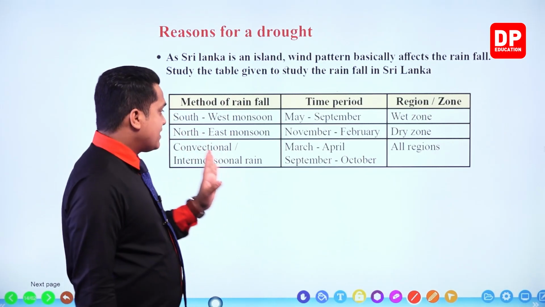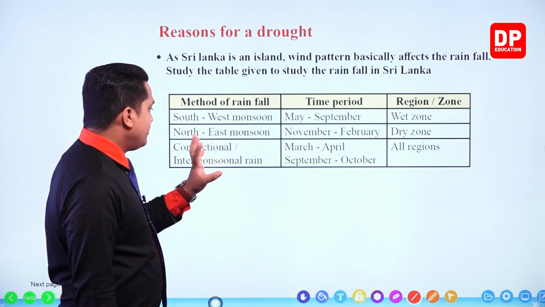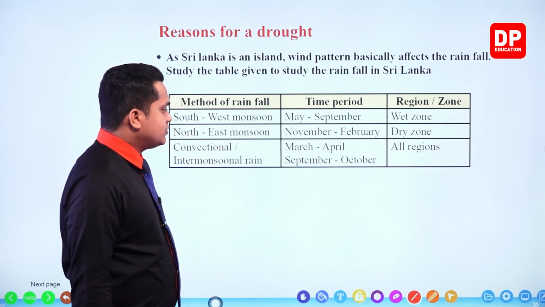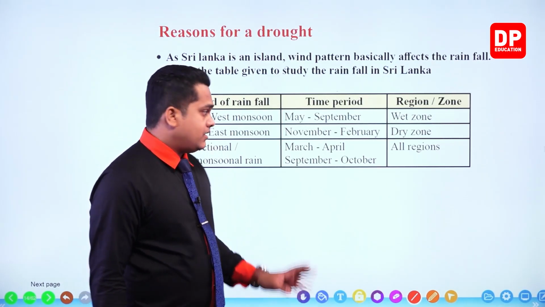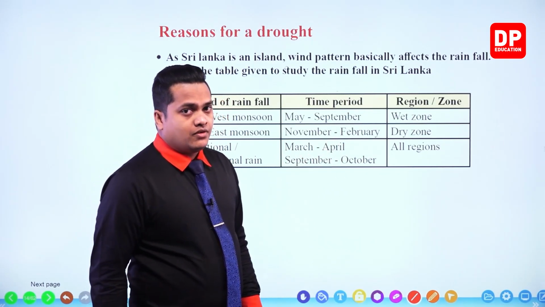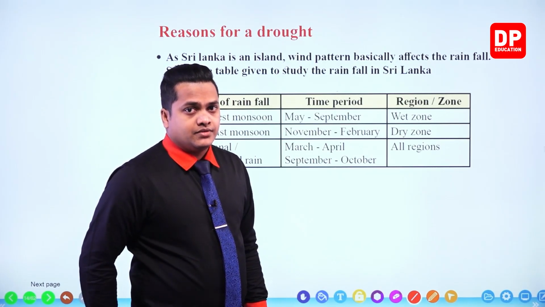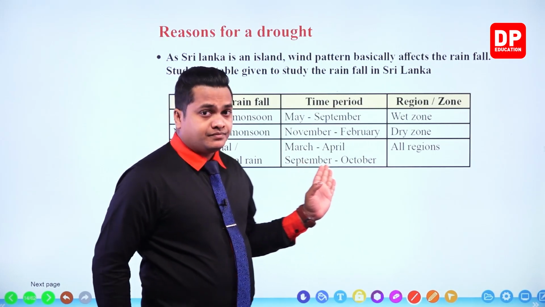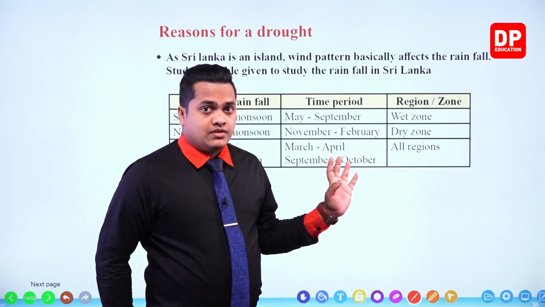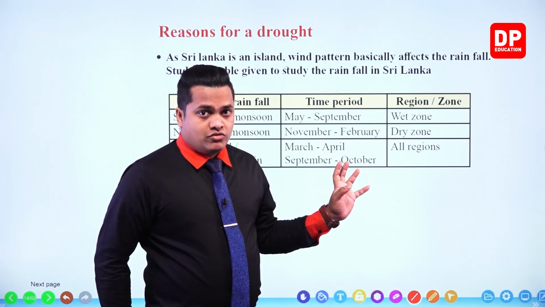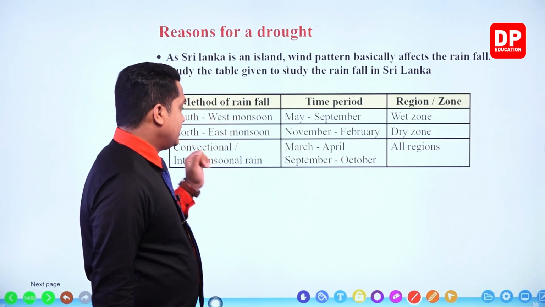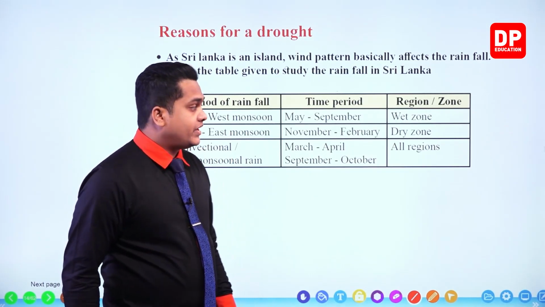Okay. Then after that, there is another method of rainfall which is referred to as convectional rains or intermonsoonal rains. Normally from March to April and September-October, we receive plenty of rainfall in all the regions of the country, right? Even lightning strikes occur in April, with the rain. It's mainly because of these intermonsoonal rains or convectional rains.